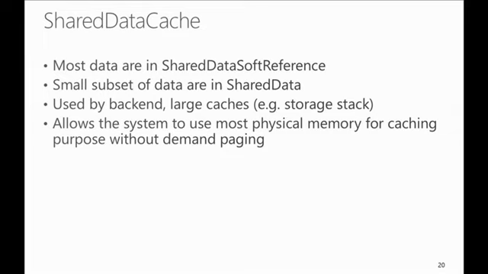So we build the file system cache using the shared data cache. In the shared data cache, the majority of the data is not in shared data. It's in shared data soft reference. Okay? Therefore, you can do resource management fairly effectively on the cache. So what you really want to do is, in the average case, you don't want to steal. You want to cooperatively tell the cache, hey, I think I have tons of physical memory. You can use 10 gig. Go ahead.